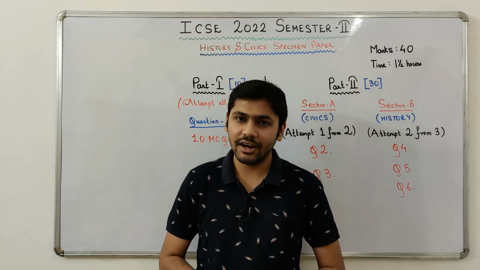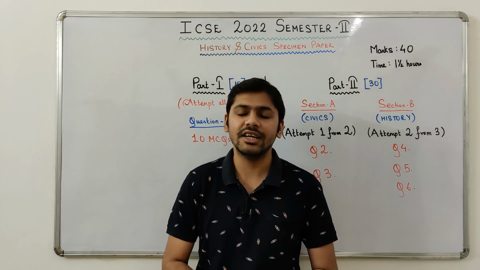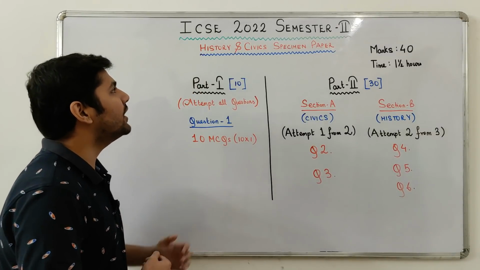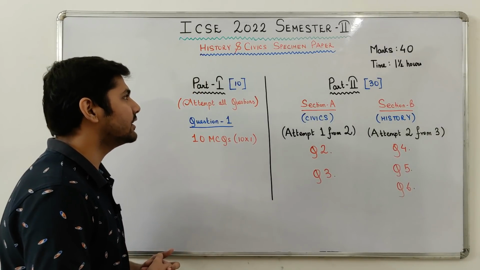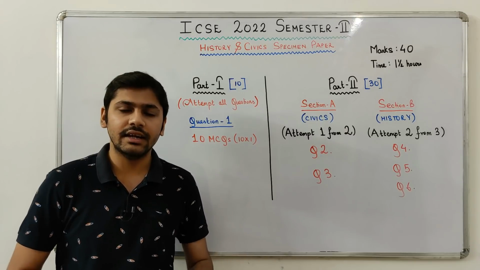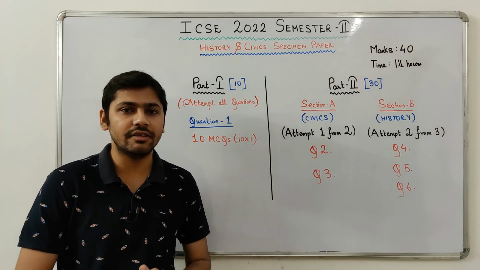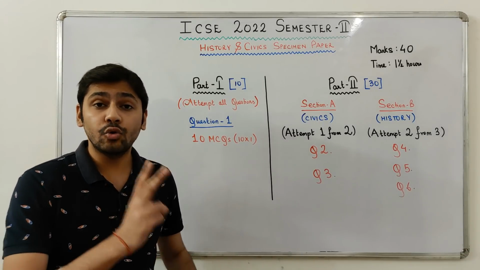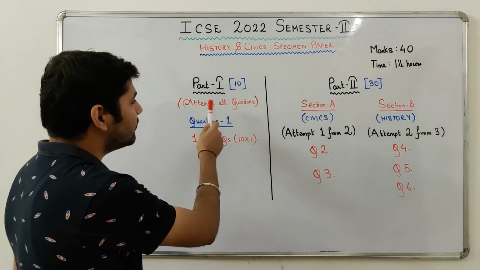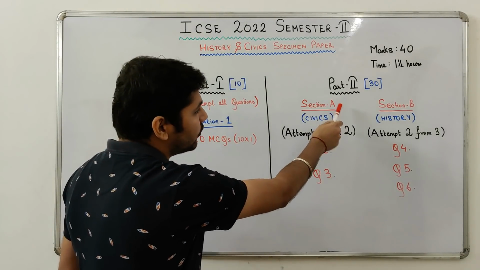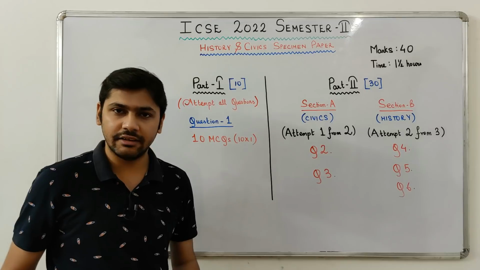Now, without any further ado, let's begin with the examination pattern. The ICSE 2022 Semester 2 History and Civics question paper is of 40 marks and you will get 1.5 hours to solve the entire thing. The question paper is divided in two parts. Part 1, which is of 10 marks, objective type, and part 2, which is of 30 marks, subjective type.